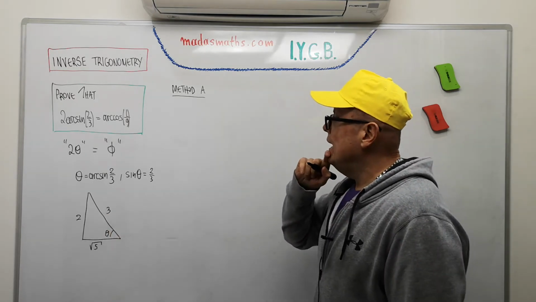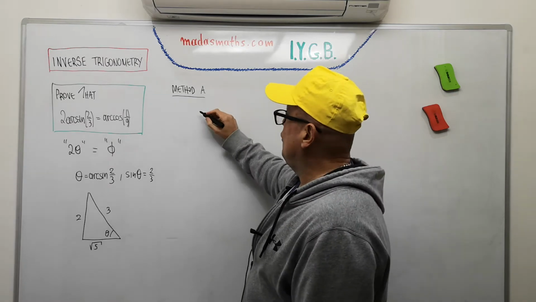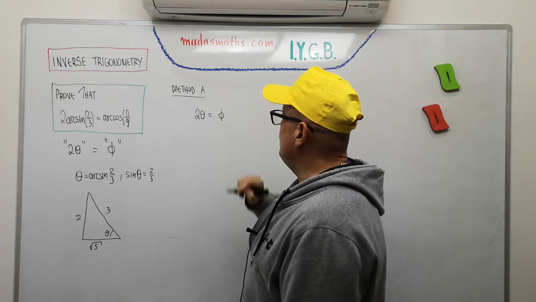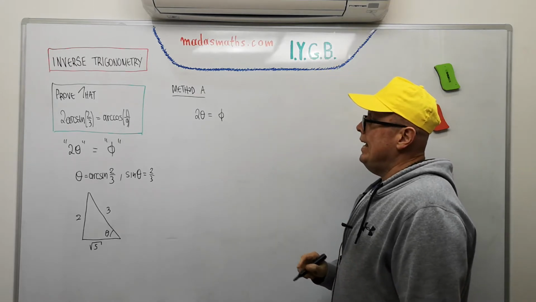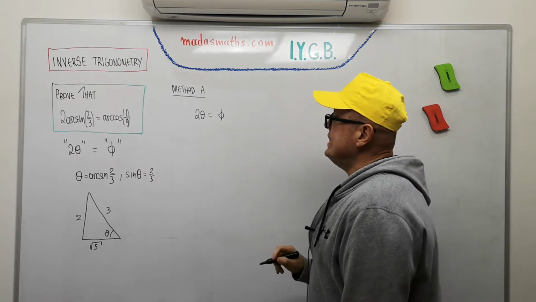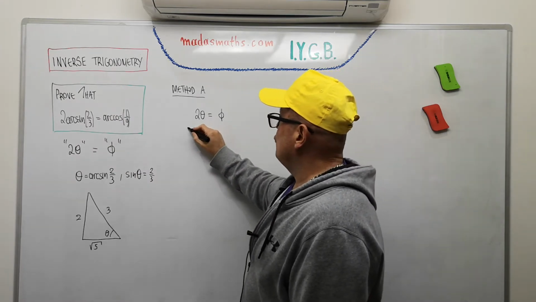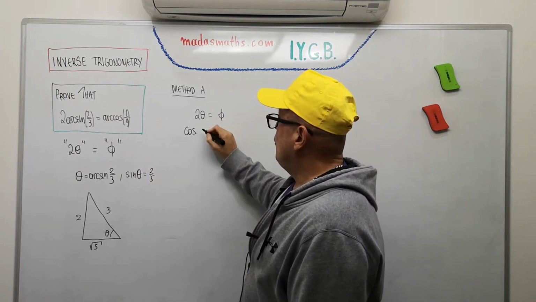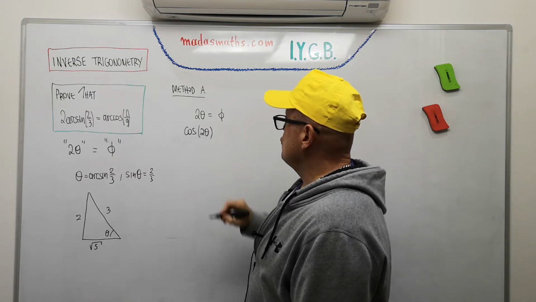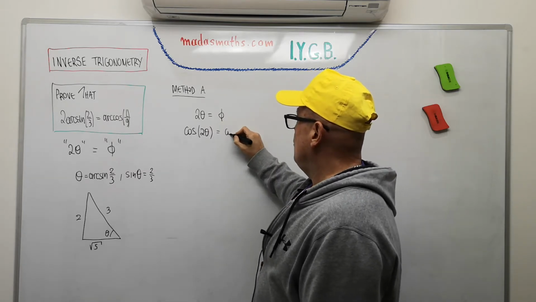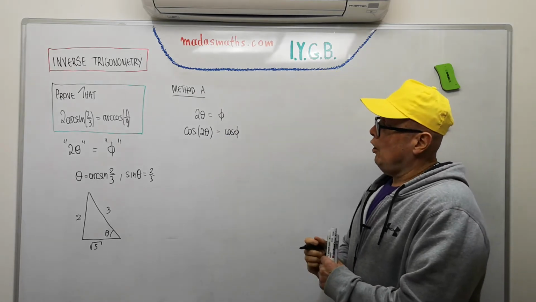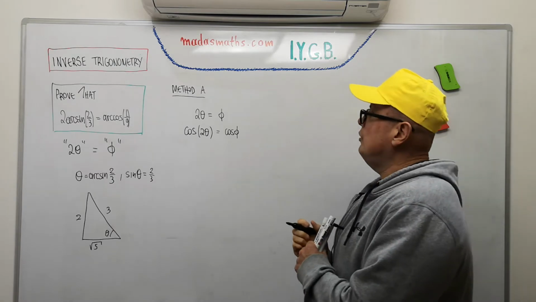So far we have 2 theta is equal to phi, and we want to find out what this phi is. Because phi is an arccos, it makes sense to take cos of both sides of this equation. So the cos of 2 theta will definitely be equal to the cos of phi. What can I do for this cos of 2 theta? Not a lot at the moment.